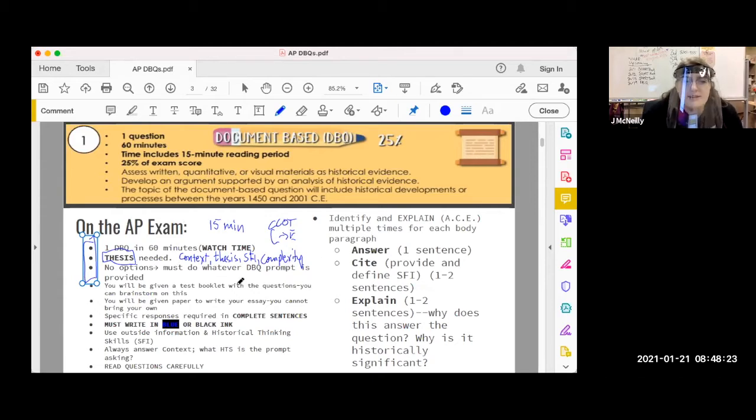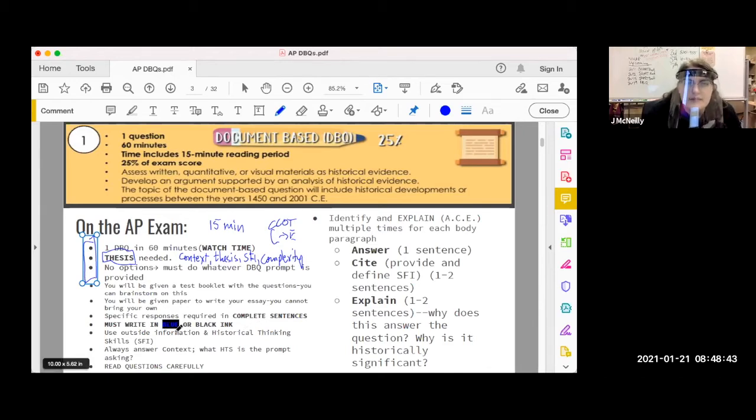Again, you're going to be given a test booklet. You're going to be given that as scratch paper. You're also going to be given paper to write your essay on. You don't need to bring any paper with you. The only thing you need to bring is a pen. It has to be in blue or black ink unless you're typing it, which as I get more information, I'll let y'all know about that.